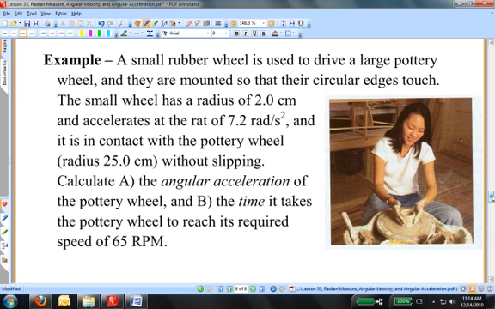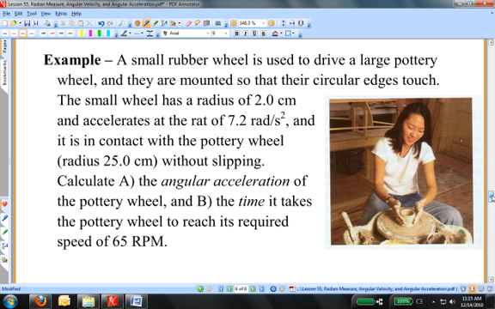A pottery wheel. A small rubber wheel is used to drive a large pottery wheel, and they are mounted so that their circular edges touch. The small wheel has a radius of 2 centimeters and accelerates at a rate of 7.2 radians per second squared, and it is in contact with the pottery wheel, which has a radius of 25 centimeters, without slipping.